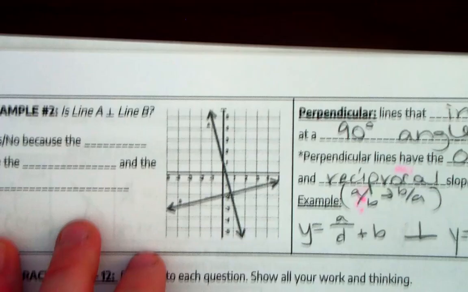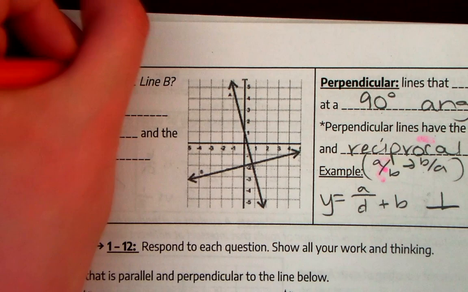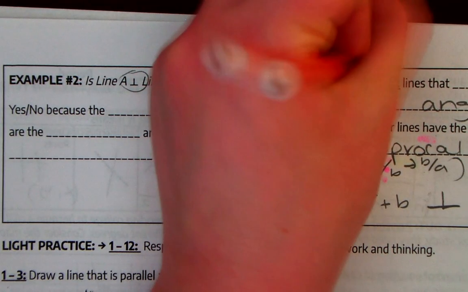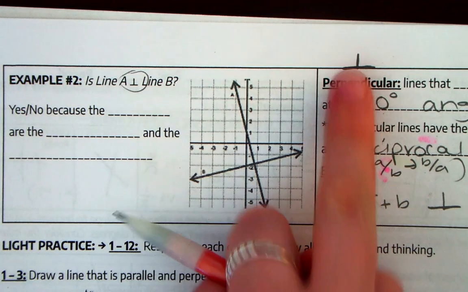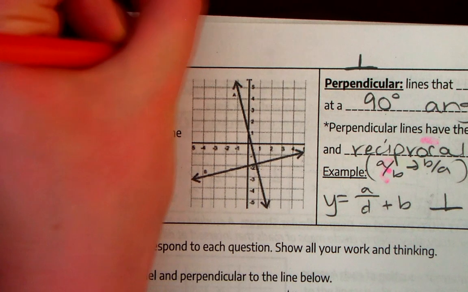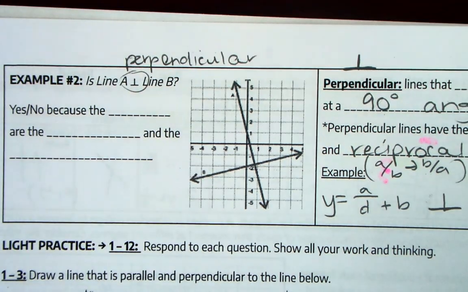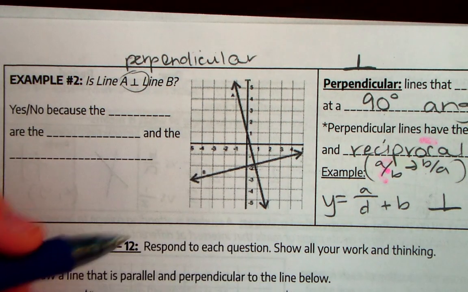Okay, so let's look at this example and decide, is line A perpendicular? Oh, this is the perpendicular symbol, by the way. Let's write that above. That means perpendicular. So is line A perpendicular to line B? That's what it's asking. Well, let's find the slopes again. It kind of looks like it, but we're on a coordinate plane, so I can use the slopes to really make sure.